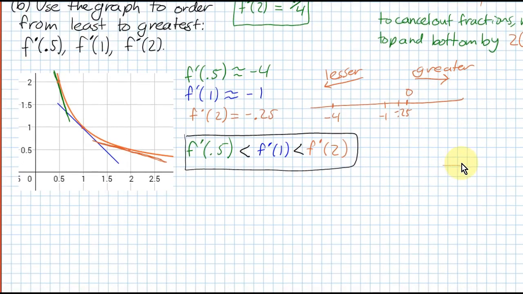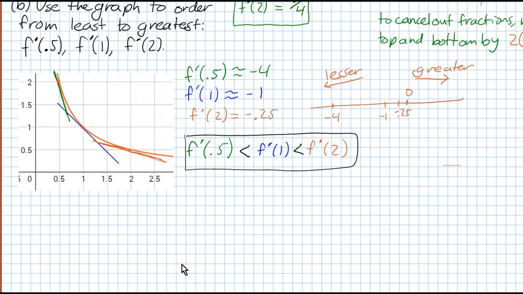And over here, you don't have to do all of this. If you just got the answer, that's fine, but I want to explain it with some detail. So I tried to draw these tangent lines at these 3 points, and it looks like f prime of 0.5 is about negative 4, f prime of 1 is negative 1, about the slope of that thing, and then f prime of 2 is exactly negative 0.25, which we already found.